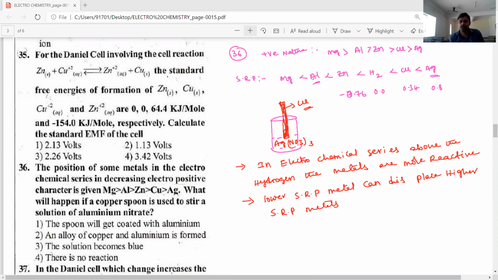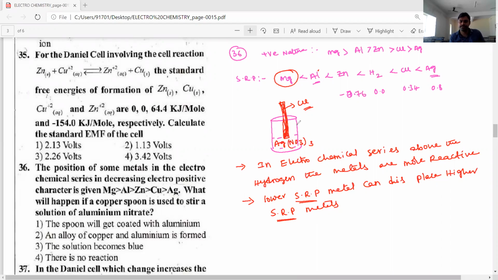Lower SRP metal means magnesium. Magnesium can displace aluminum, and zinc cannot displace aluminum, because a lower negative value means a more SRP value. So the lower SRP value containing metals can displace higher SRP metals.